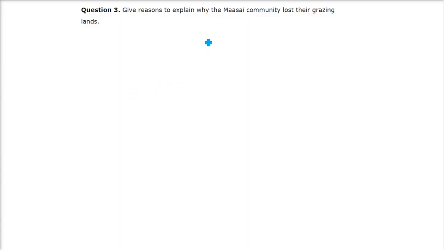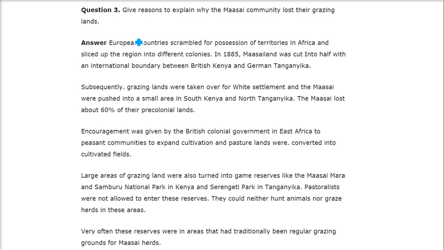Give reasons to explain why the Maasai community lost their grazing lands. European countries scrambled for the possession of territories in Africa, and the Maasai belong to Africa. These European countries sliced up the region into different colonies. So in 1885, the Maasai Land was cut into half. That is, this is the Maasai Land. It was cut in half with an international boundary between British Kenya and German Tanganyika.